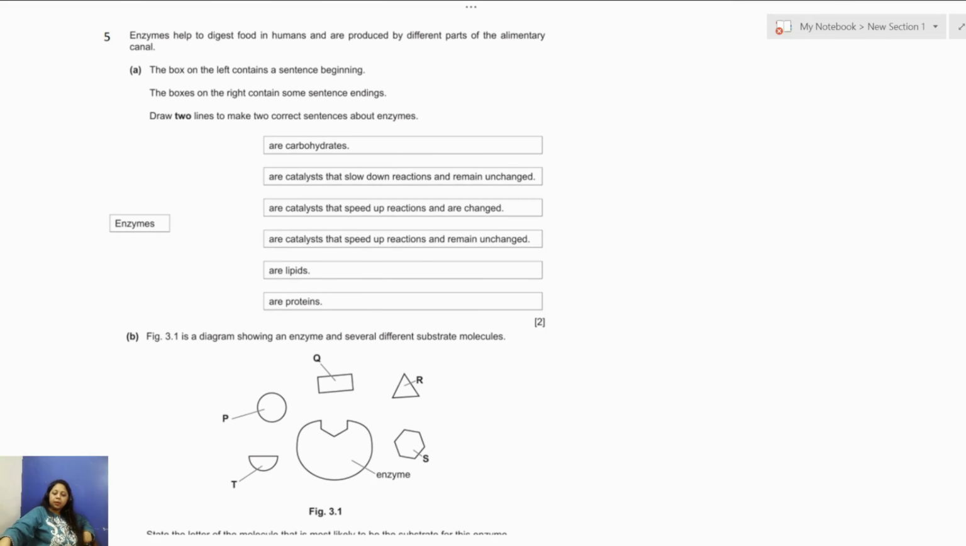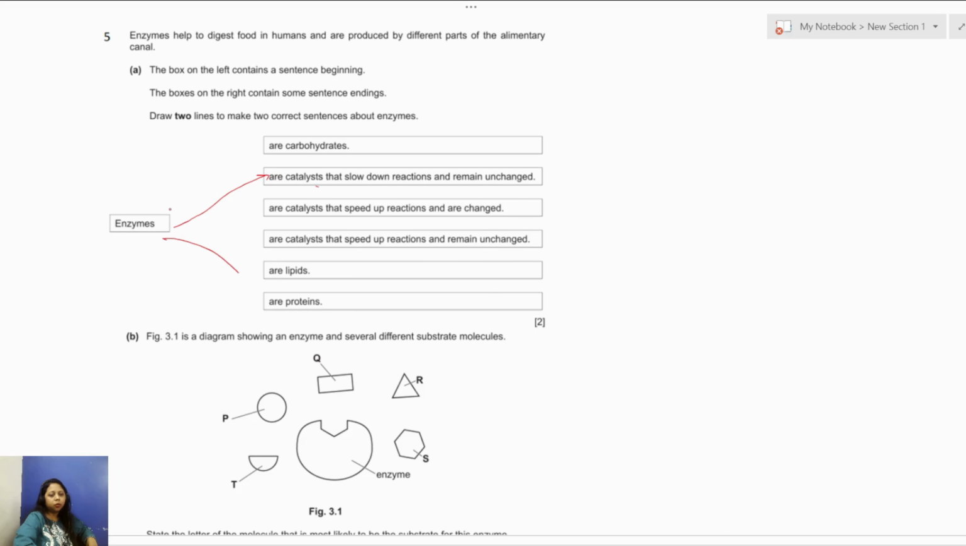Okay, so enzymes help to digest food in humans and are produced by different parts of the alimentary canal. The box on the left contains the sentence beginning. Draw two lines to make the correct sentence about enzymes. What are enzymes? Good.